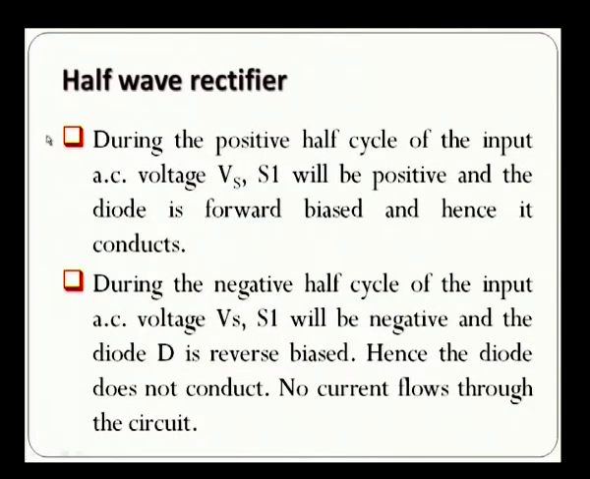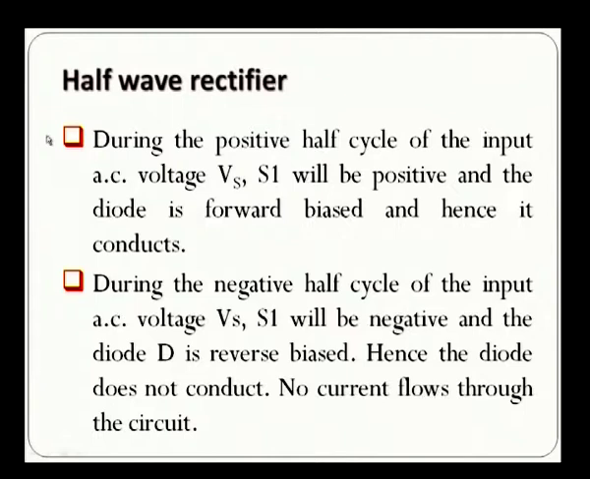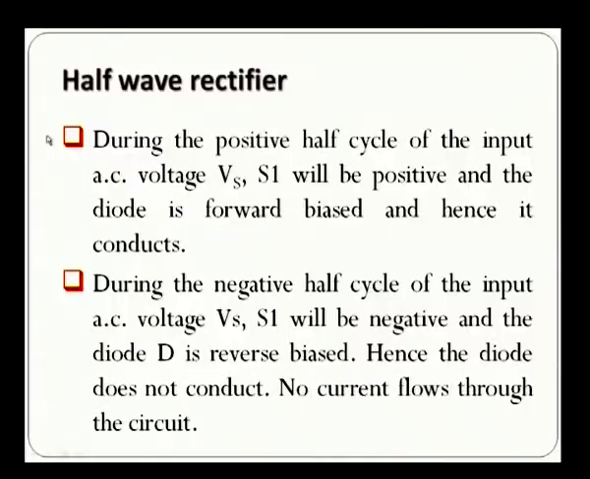During the positive half cycle of the input, the AC voltage Vs at S1 will be positive and the diode is forward biased and hence it conducts. During the negative half cycle of the input, the AC voltage Vs at S1 will be negative and the diode D is reverse biased. Hence, the diode does not conduct, no current flows through the circuit. So, this clearly explains how the diode is getting forward biased when the point S1 is having the positive voltage and how it is getting reverse biased when the terminal S1 becomes negative.